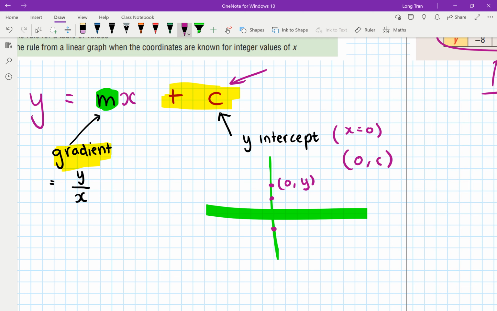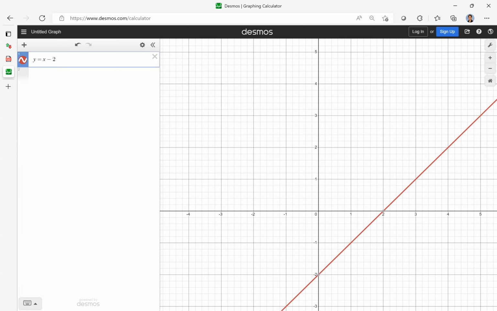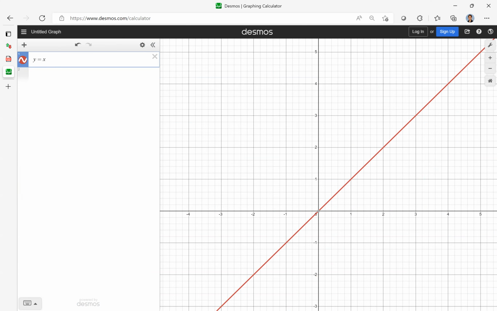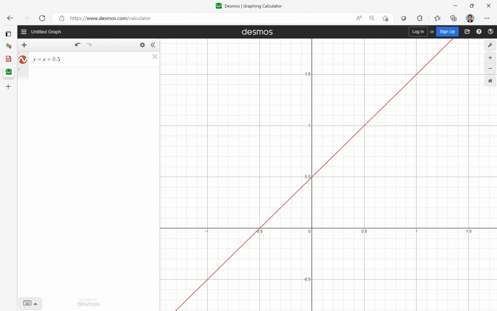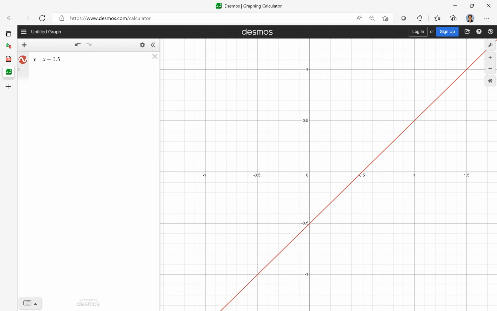Okay, so let's try it. Let's go back. So I'm going to go back to the Desmos. Watch. We can pick a number. We can say plus 0.5. So I put a decimal now. Can you see that it's actually crossing at 0.5? That's a positive 0.5. If I changed it to minus 0.5, you can see it now crosses at negative 0.5. Those y-axis values always occur when x is 0 and the y value is whatever that is. There's a pattern to it.